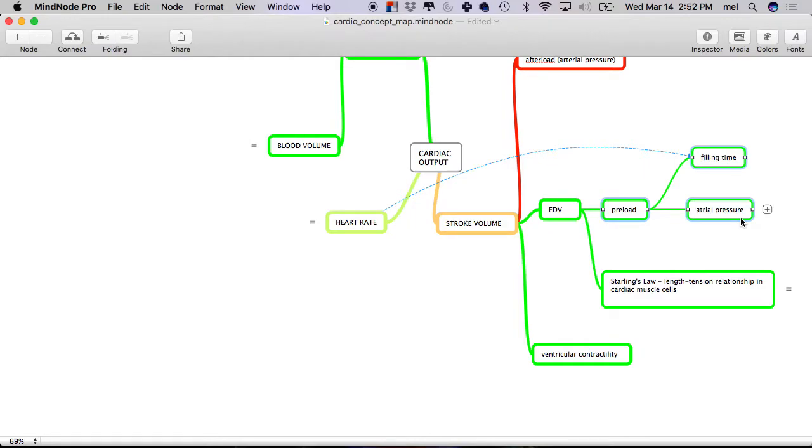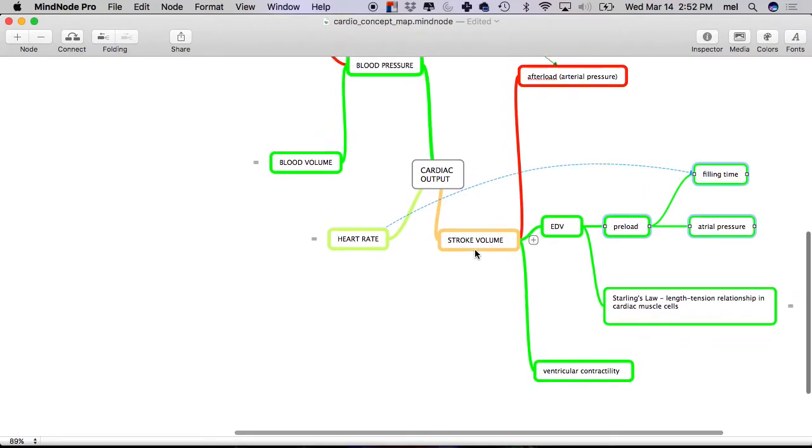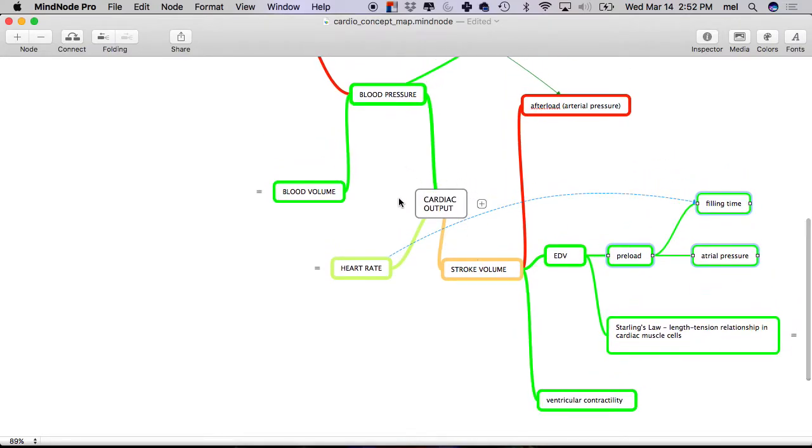If I don't generate any atrial pressure, what happens to my preload? It drops. What happens to my EDV? It drops. What happens to my stroke volume? It drops. But if I still need the same level of cardiac output, I'm going to compensate when my stroke volume drops by doing what? Increasing my heart rate. And it gets really high and thready. That's what happens. Does that make sense?